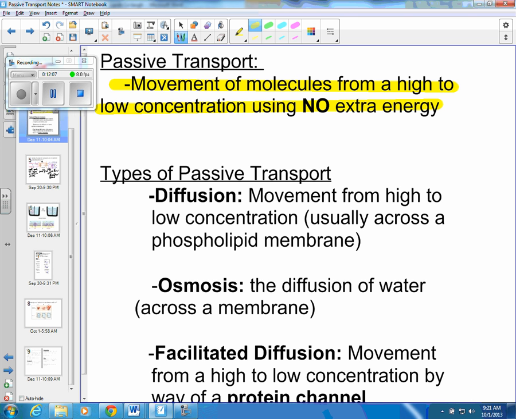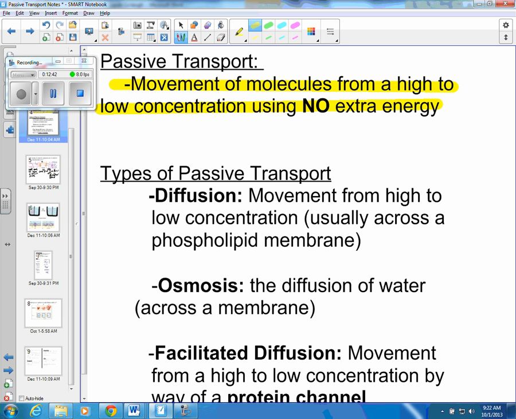We're going to do the 3 types of passive transport. If you want to make a little concept map in your notes, it's like this: passive transport, and then 1, 2, 3: osmosis, diffusion, and facilitated diffusion. That might make sense. Sometimes I like to make concept maps. I feel like it helps. So, types of passive transport.